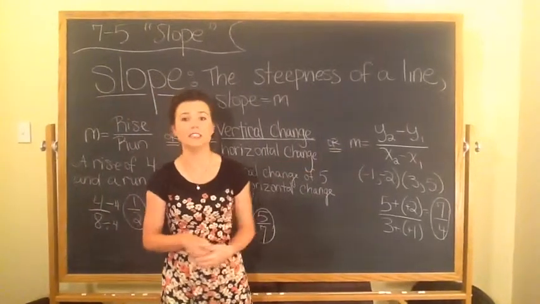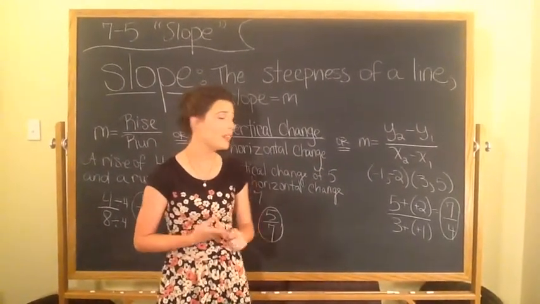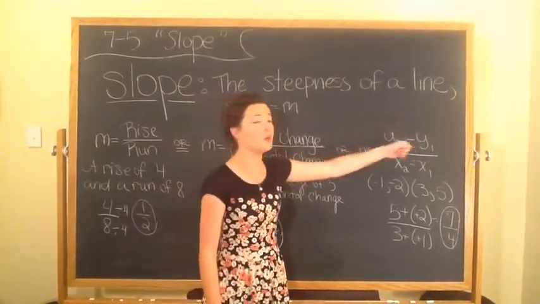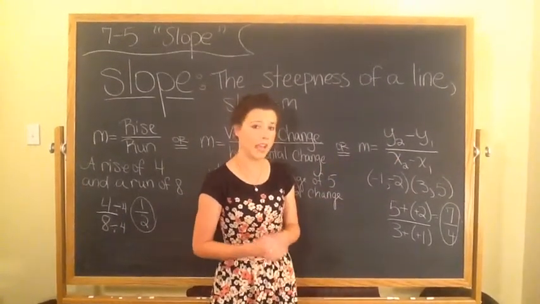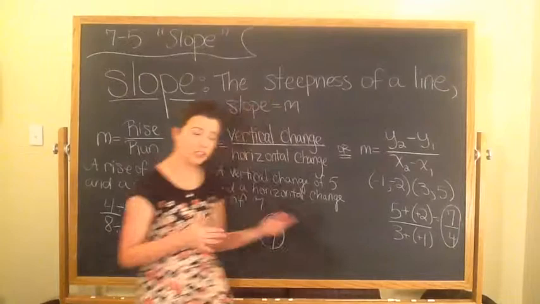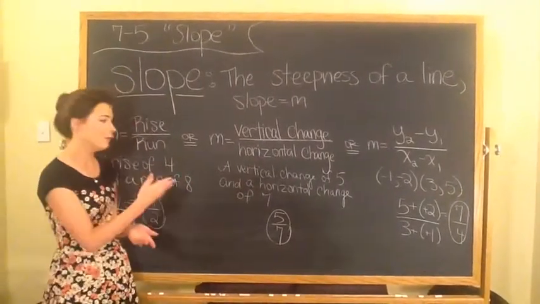Another way you can find the slope is if you're given 2 points: look at your y values, find the difference between them, and put that over the difference in the x values. So let's go ahead and look at an example for each.